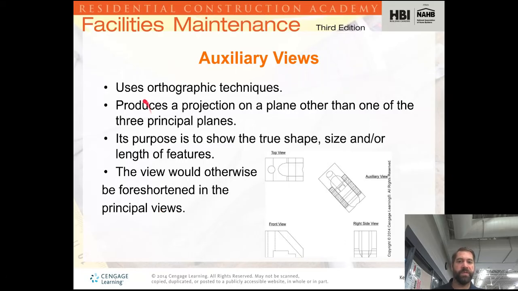Here we have auxiliary views. So it uses orthographic techniques, produces a projection on the plane other than one of the three principal planes. Its purpose is to show the true shape, size, and/or length of features. The view would otherwise be foreshortened in the principal views. So here we have a top view, a front view, and a right side view. Now, when we look at the auxiliary view, we can see there's a lot more detail in here than what the top view shows, what the front view shows, and what the right side view shows.